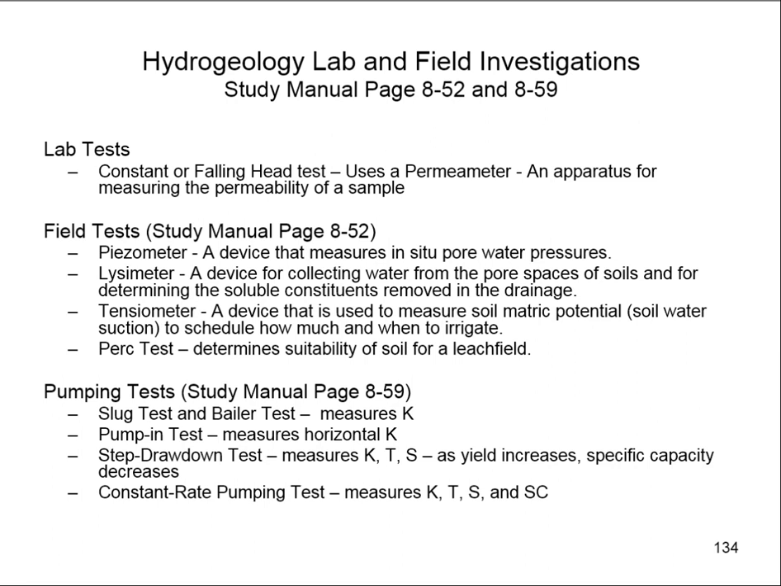Step drawdown test is used to get the aquifer characteristics through the constant rate pumping test. So what we do is we pump at a certain rate, measure the drawdown, increase the pumping rate, drawdown increases, increase the pumping rate again, drawdown increases, till we get to a point where we don't have that relationship any longer. And that would be our optimum place to run our pumping test. So let's look at a couple of these.